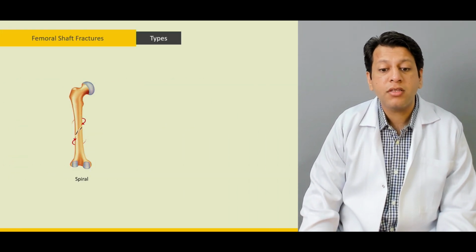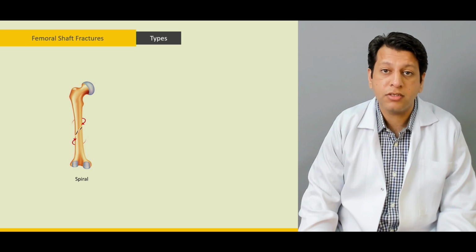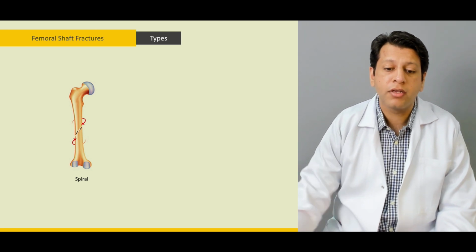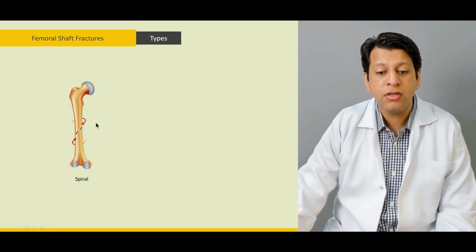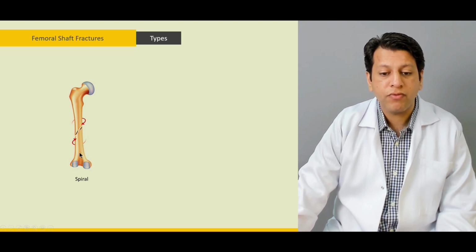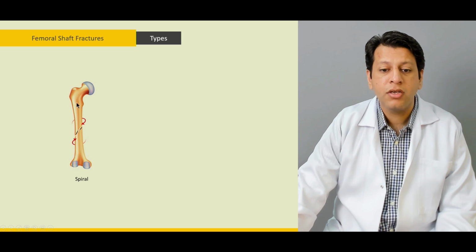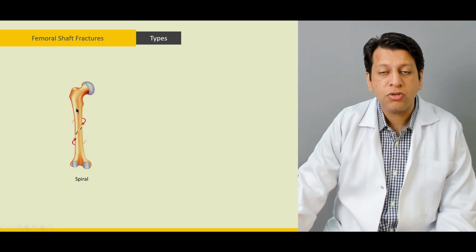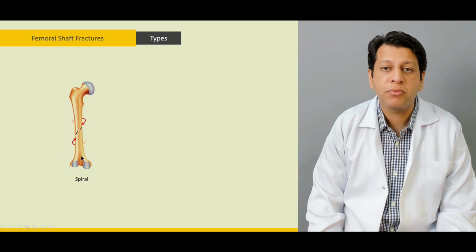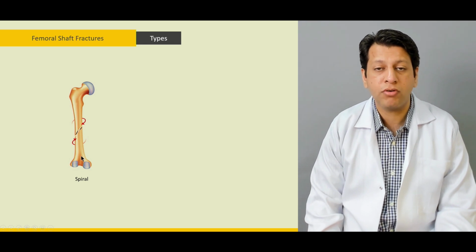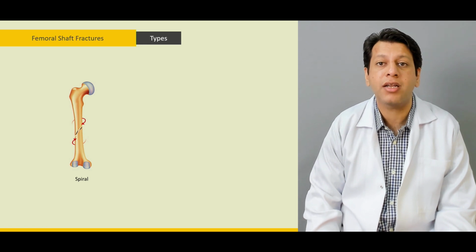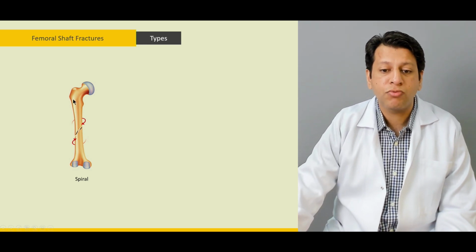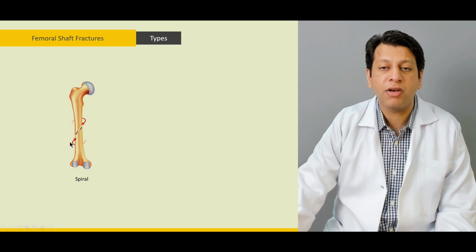The other form is the spiral. The spiral fracture occurs when the foot is planted on the ground, or the foot is stuck in a hole, so that the lower part of the femur is stationary and the upper part is rotating over the lower part. This happens when the foot is stuck on the ground and the patient rotates and falls, and the weight of the body acts as a force and rotates the proximal part, leading to this sort of spiral fracture.